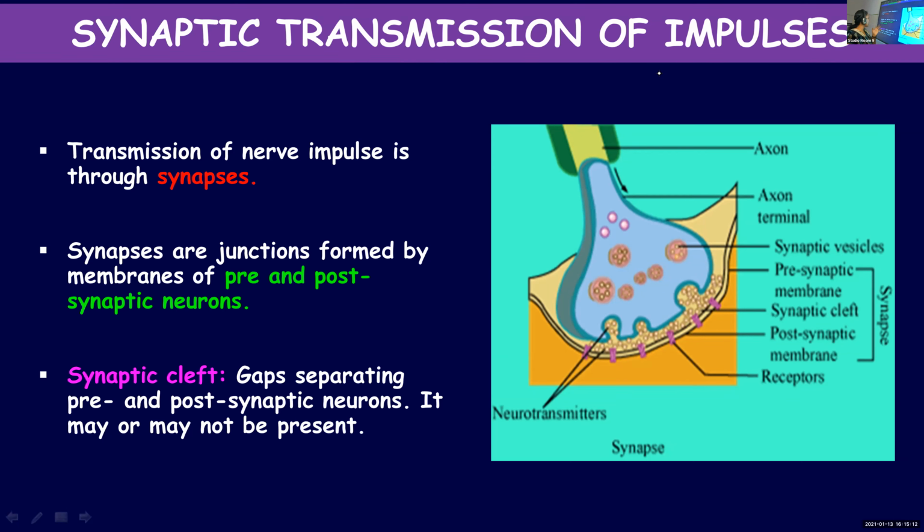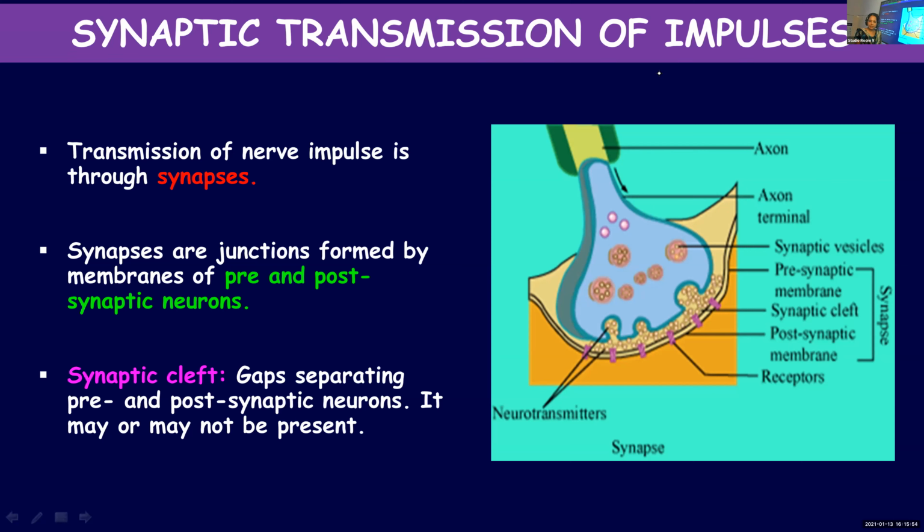A little more specifically, it is a junction formed by the membranes of pre and postsynaptic neurons. The nerve cell before that gap is known as the presynaptic neuron. The one which comes after the synapse is known as the postsynaptic neuron. And there you can find a gap. The gap which separates these two neurons, pre and postsynaptic neuron, is called the synaptic cleft.